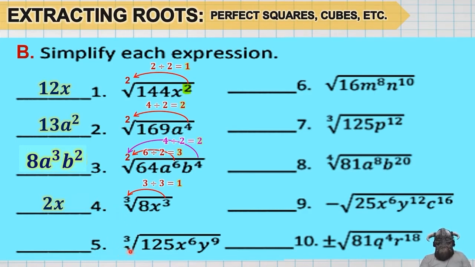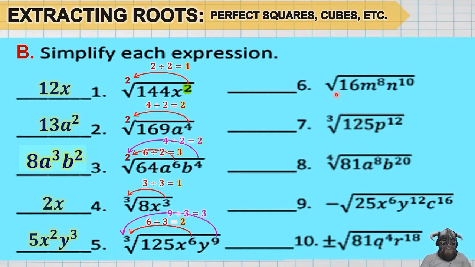Next, number 5. We have the cube root of 125 x raised to 6 times y raised to 9. So to get the cube root of this one, kuhain muna natin yung cube root ni 125. That will be equal to 5. And then, divide natin separately yung exponent ni x which is 6. So, 6 divided by 3 is equal to 2. Yan ang magiging exponent ni x sa sagot natin. And then, y raised to 9. So, 9 divided by 3 which is equal to 3. So, ang magiging sagot natin will be 5x raised to 2 times y raised to 3 or 5x squared times y cubed.